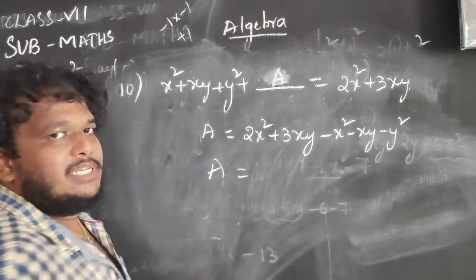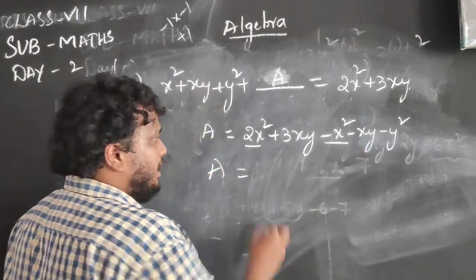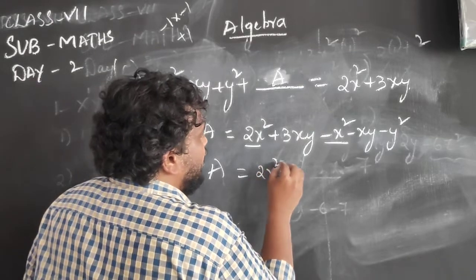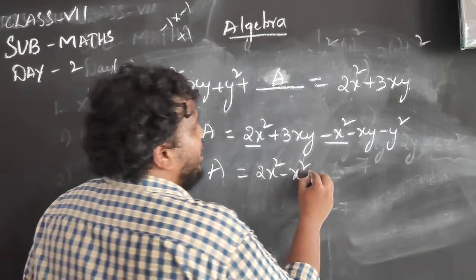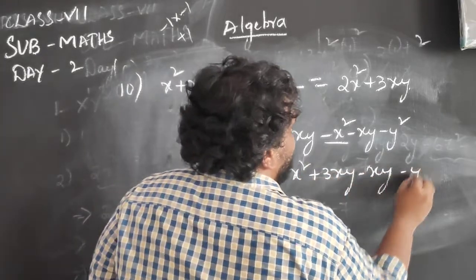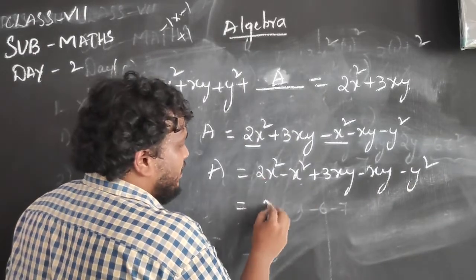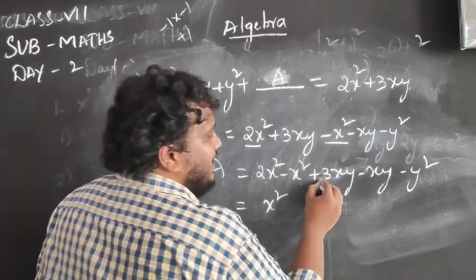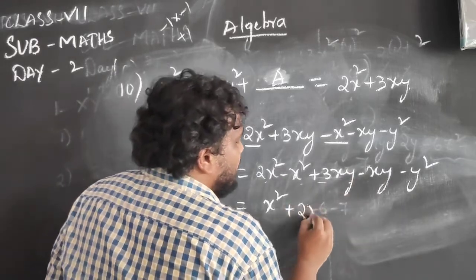Now I want the a expression. Now you solve. 2x square minus x square. Why? Because they belong to the same x square family. Plus 3xy minus xy, and minus y square as it is. Now x square minus x square is x square. Plus 3xy minus xy will be plus 2xy.